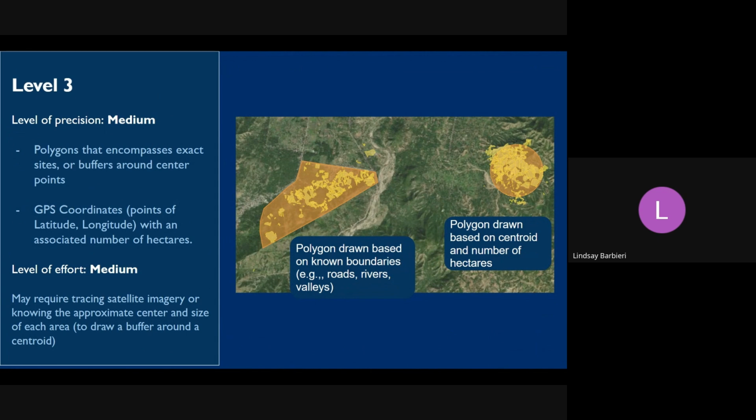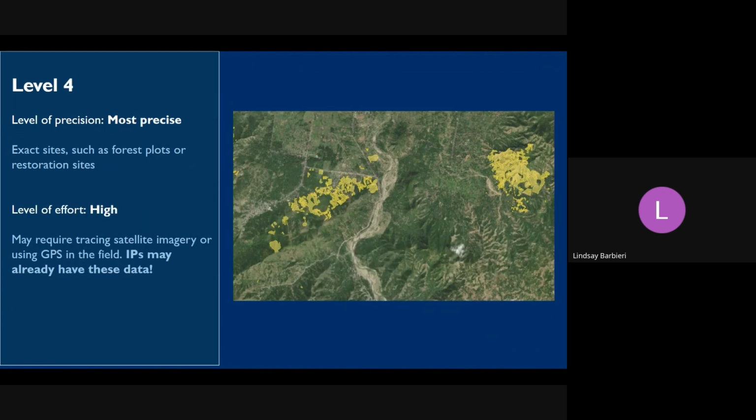And if we go one more step, we're at our most precise. Our most precise level is, of course, that exact site, such as the forest plots or the restoration sites that are being counted for our EG 13.8 indicator of hectares of sustainable landscape. So these are an example of the exact hectares that would be counted in this indicator and are being reported on. So next slide.